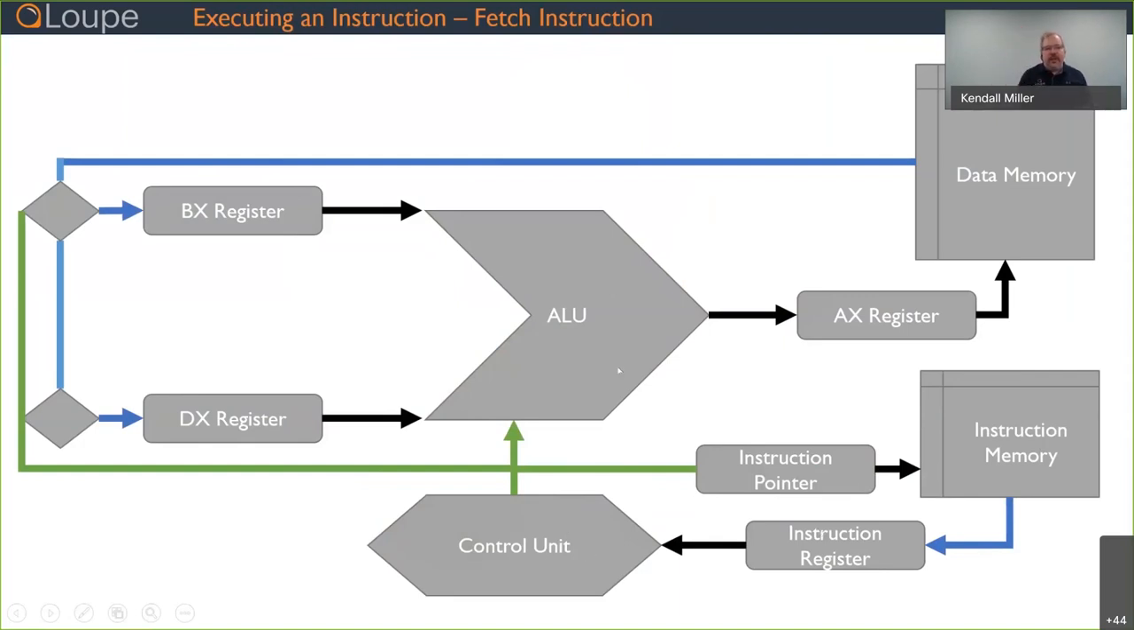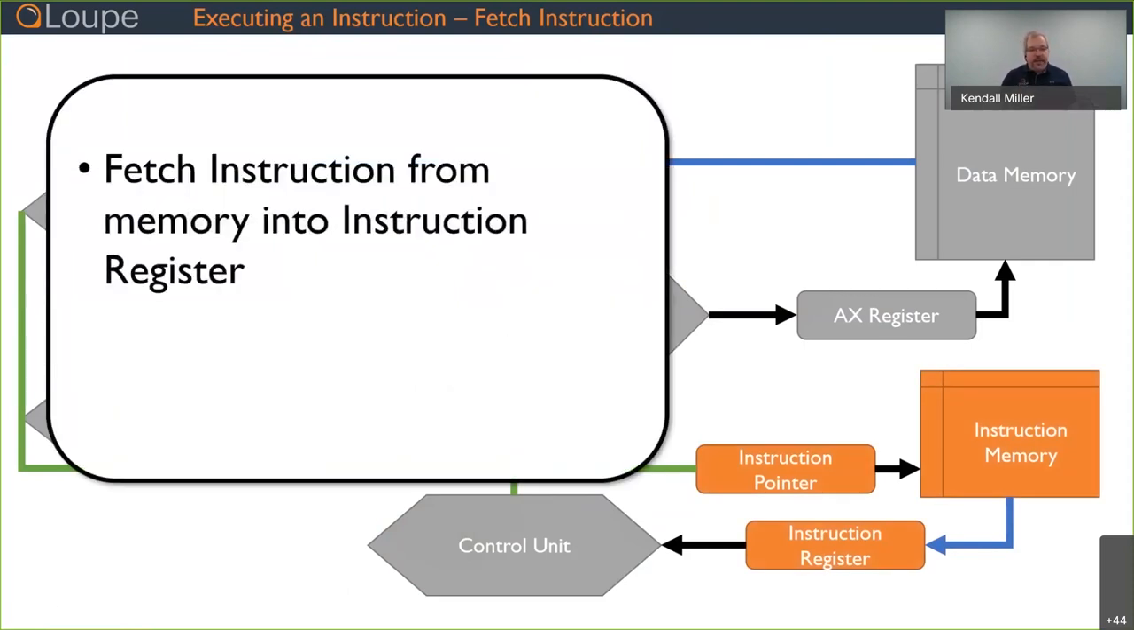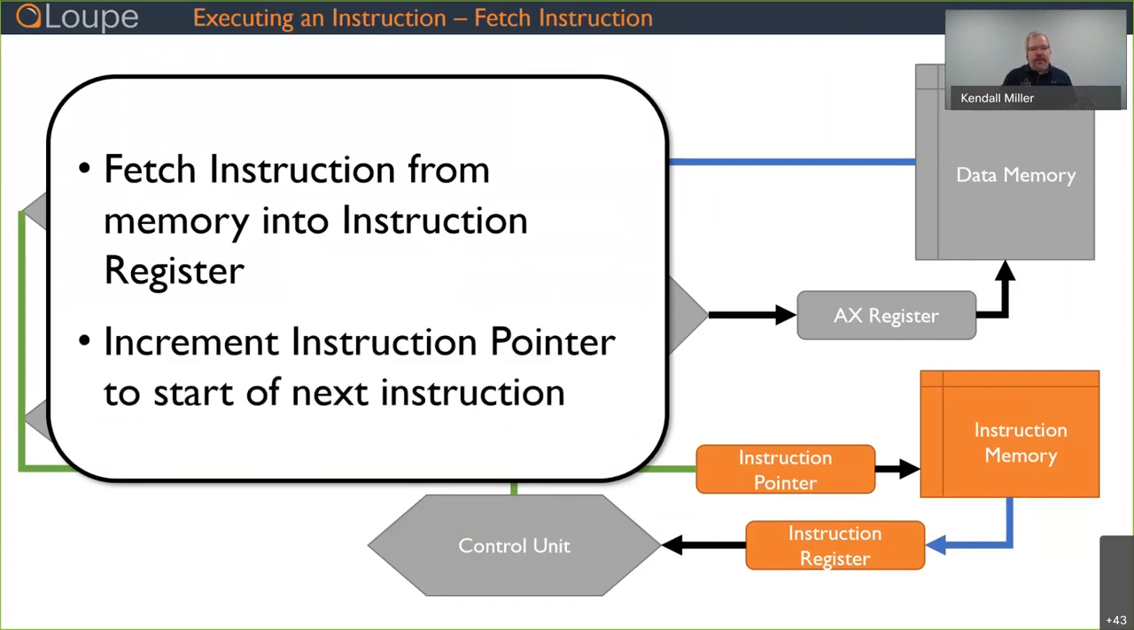Let's go through that cycle we just talked about, though, and see how this all plays out in the hardware. So the first thing we had to do was fetch the next instruction, right? Instruction memory is just RAM like anything else. Our instruction pointer points to that memory and says, here's the next one on deck that I need you to load. We load that into our register, and then we move that instruction pointer forward to the end of the instruction we just loaded, so it's ready to point to the next instruction.